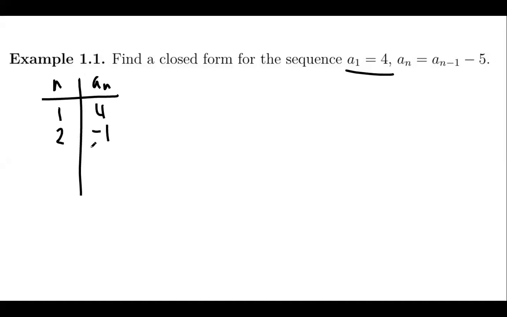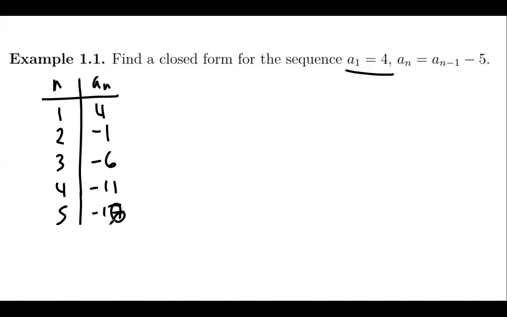All right, now let's look at a closed form formula for a different kind of recursive relation. So in this one, the first term is 4, and what we're doing is we're subtracting 5 from the previous term. So if we list out a few of the values, the first one is 4, and then minus 5 means that the next one is negative 1, and then negative 6, negative 11, and so on.